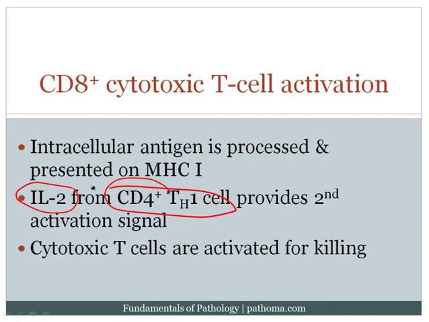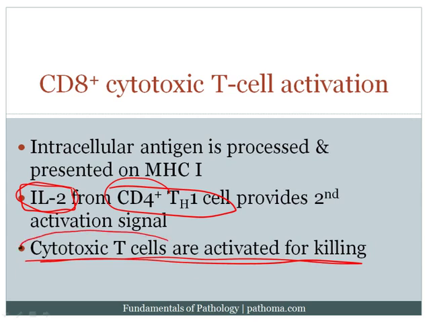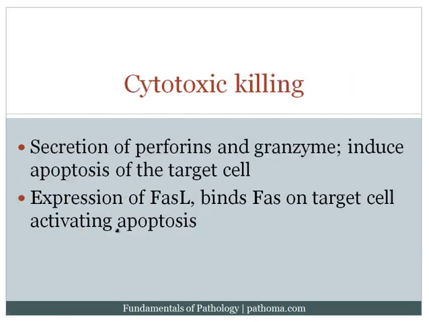Remember that the CD4 positive helper 1 subtype, the Th1 subtype, helps CD8 positive T cells, as I've already explained, and the IL-2 from the helper T cell allows for the second signal, allowing the CD8 positive T cells to become activated. Once the CD8 positive T cells are activated for killing, the way by which they kill the antigen is to actually kill the cell in which the antigen is present. And we've already talked about that when we talked about apoptosis.